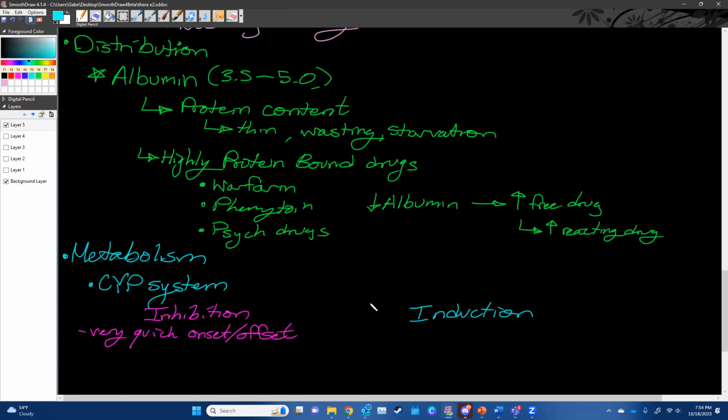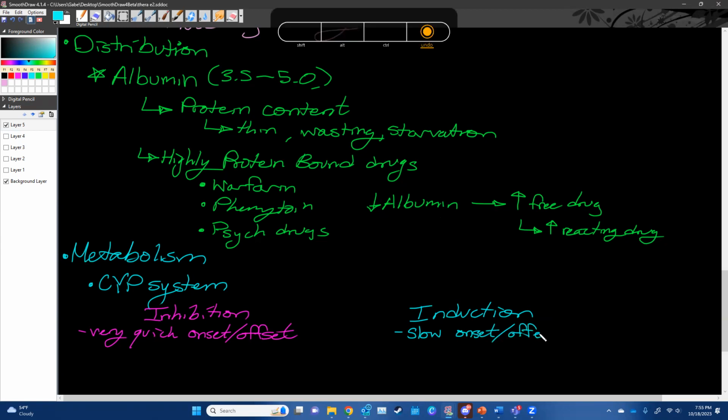On the flip side, induction requires that the body make more enzymes. And essentially what that means is that this is going to be a very slow onset and a slow offset, which is why we have to be much more careful about induction than inhibition. Generally, we should be careful about both, but induction can be harder to repair because it takes much more time to get rid of.